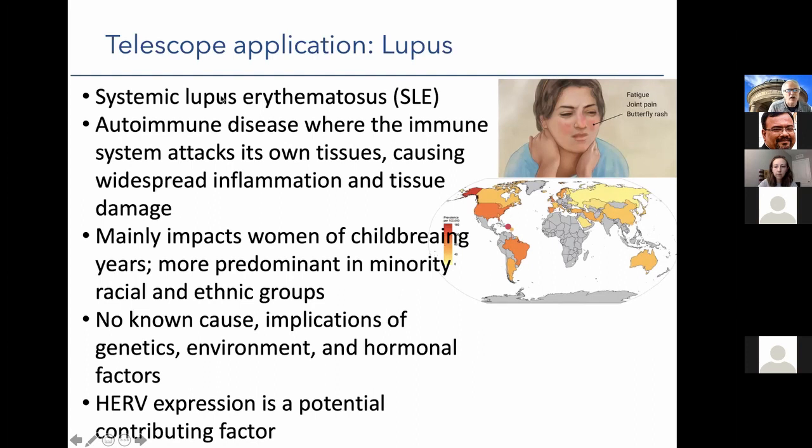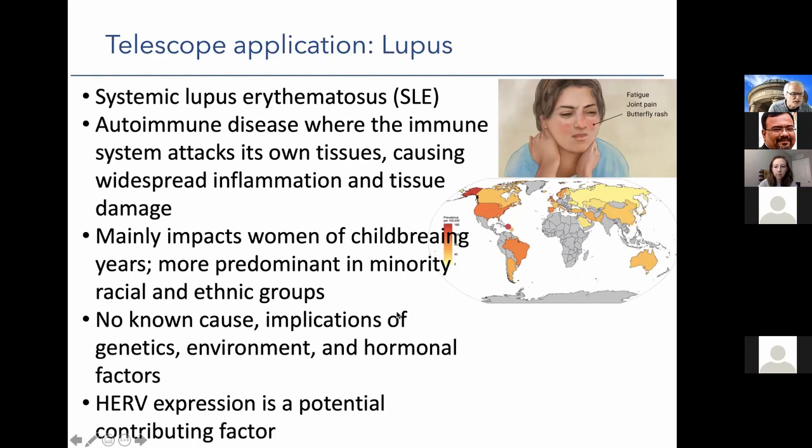So we've done this with a few different diseases. We've done it with mental health diseases, with lupus here, and with various cancers. And I'm going to show you some lupus data and some cancer data. Lupus is an autoimmune disease, and transposable elements seem to be particularly impacting autoimmune diseases, especially certain classes. As we start analyzing more and more data, we're getting more insights on this. Lupus is mainly impacting women of childbearing years, and it's particularly predominant in minority racial and ethnic groups.